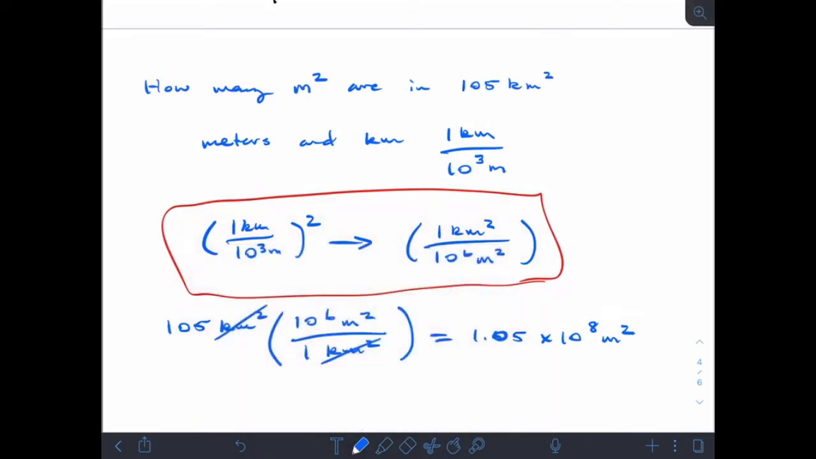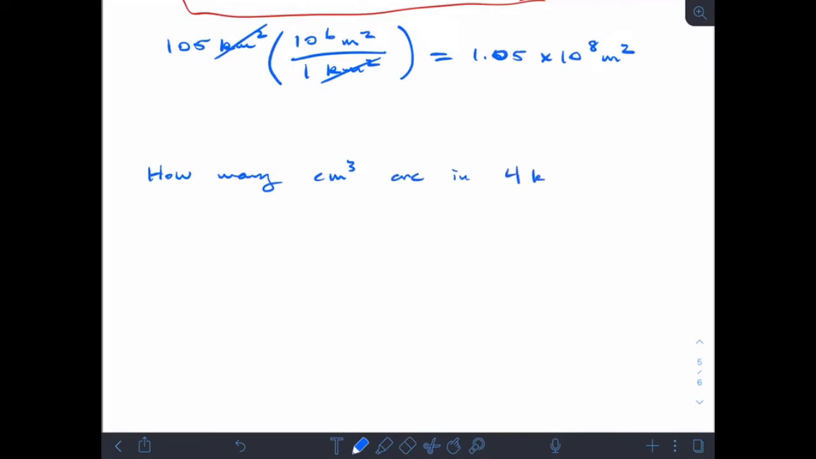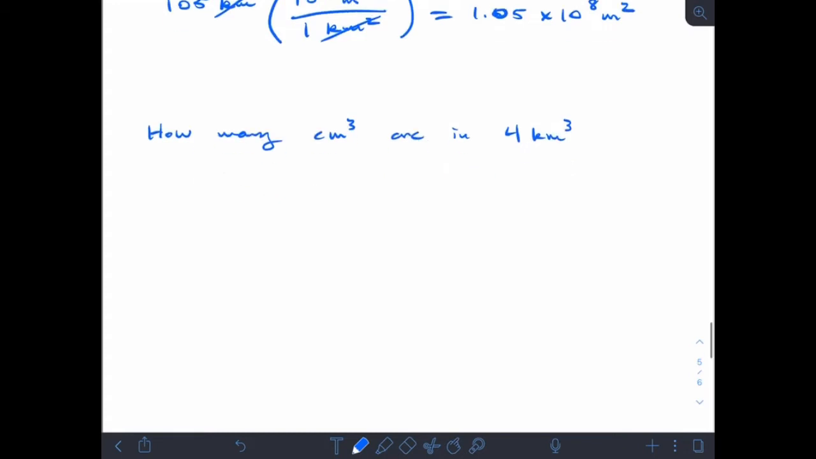Let's do another one. How many cubic centimeters are there in 4 cubic kilometers? That would be something like taking a volume of ocean water and converting it to milliliters. Why you would want to do that, I don't know, but you certainly can.